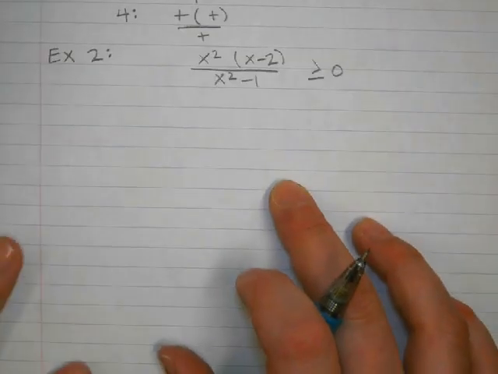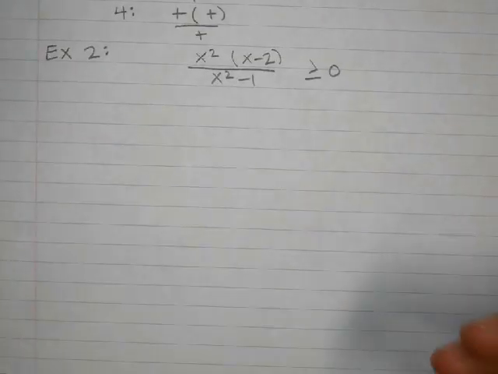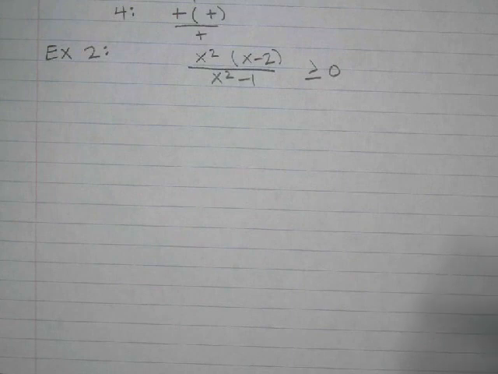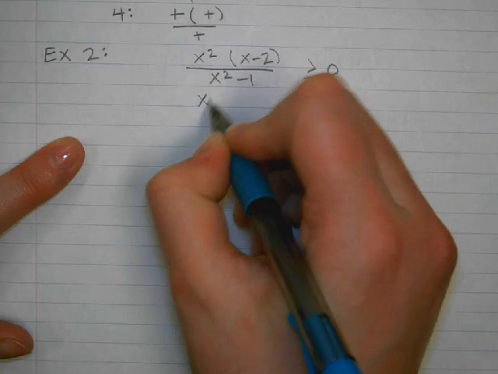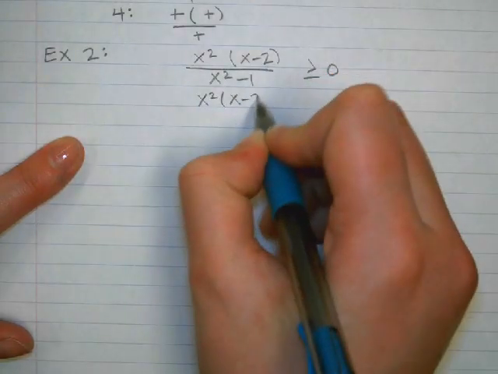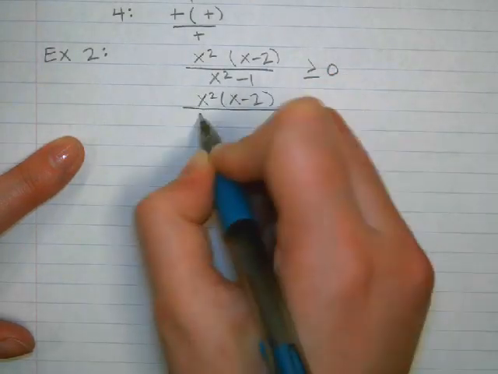This one is almost in the form that we want it to be in, but it's not quite factored. I want it to be factored because I want to know what my x-intercepts are, what my vertical asymptotes are, and what my holes are. So I'm going to go ahead and factor this completely. The bottom was a difference of squares.